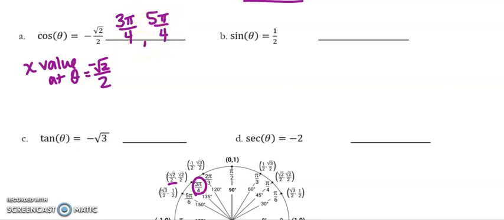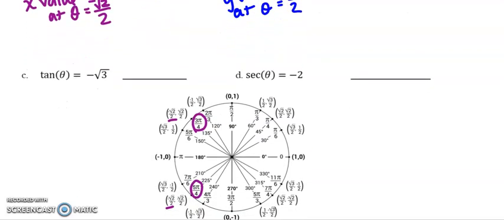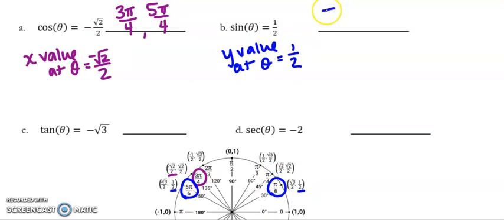Okay. Sine of theta being 1/2, you are saying the y value at theta is positive 1/2. Well, where is sine positive? That's going to be in quadrants 1 and 2. Positive 1/2. My angles are going to be 5 pi over 6 and pi over 6. Notice that they have the same reference angle, right? Because reference angle creates the size or the ratio of the sides of the triangle.